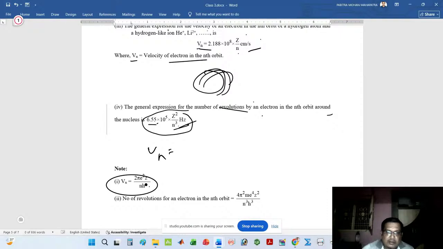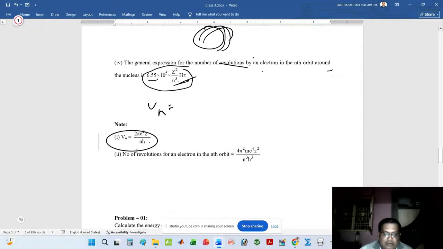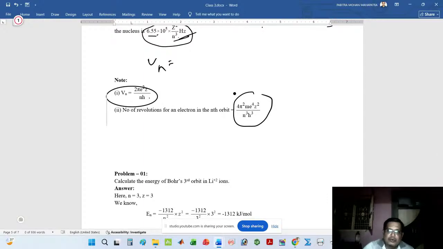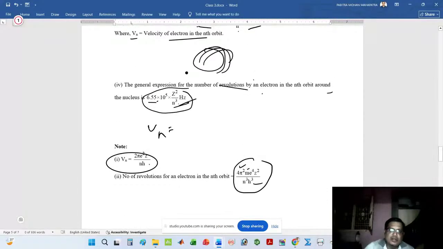Similarly, for the calculation of the number of revolutions for an electron in the nth orbit, a general formula is given: 4 pi square m e to the power 4 Z square divided by n cube h cube. If you put the value of pi, m, e and h, while Z and n will change, then you will get a short formula: 6.55 into 10 to the power 5 into Z square by n cube h cube. This is the short formula, which comes from the main formula.